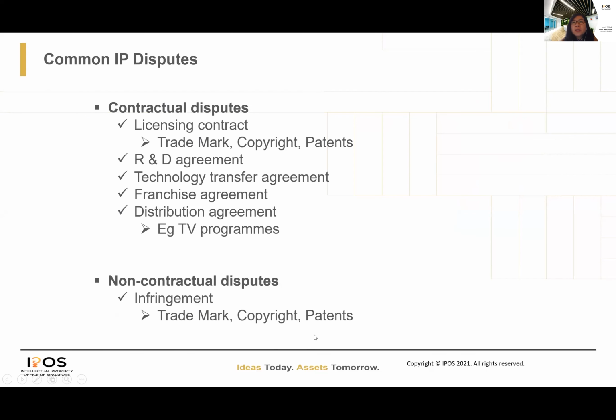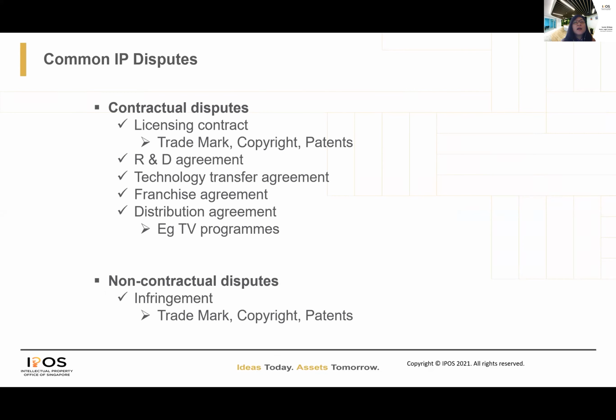First of all, the common types of disputes for IP. As I can see just now, most of you have not encountered this, so this will be a good summary of the kind of IP disputes. Essentially, it can be divided into two big groups: contractual disputes and non-contractual disputes. For contractual disputes, as the name suggests, it means that there is an underlying commercial contract between two parties.